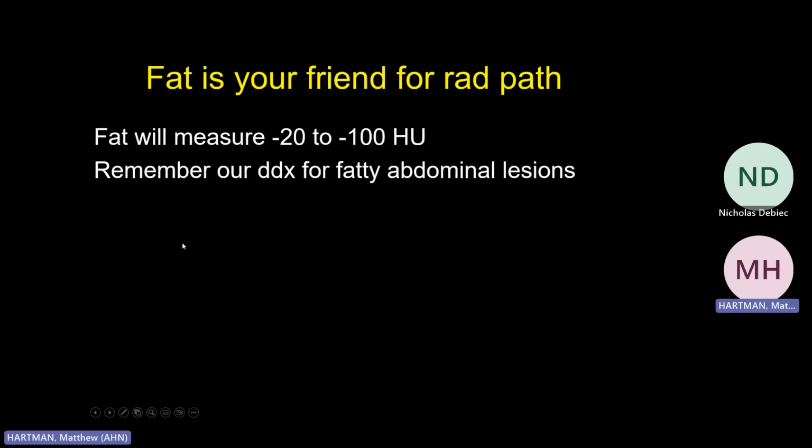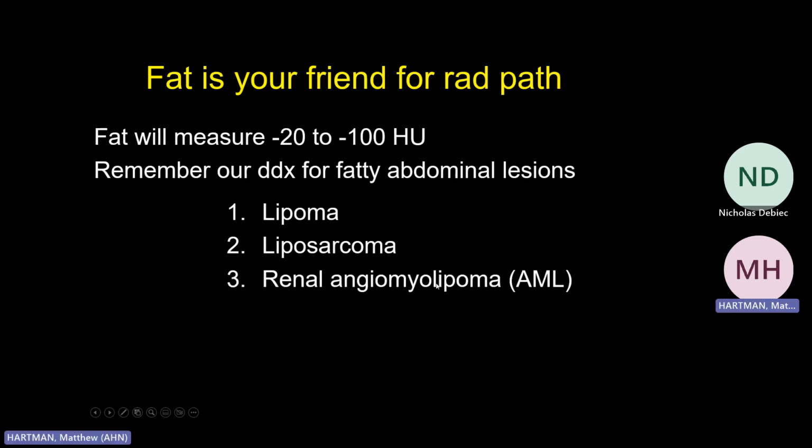So now we're going to talk about macroscopic fat. This fat will measure between -20 to -100 Hounsfield units on CT. And we remember our differential for fatty abdominal lesions from the first lecture: lipoma, liposarcoma, renal angiomyolipoma, we saw that in the kidney lecture, adrenal myelolipoma, and teratoma.